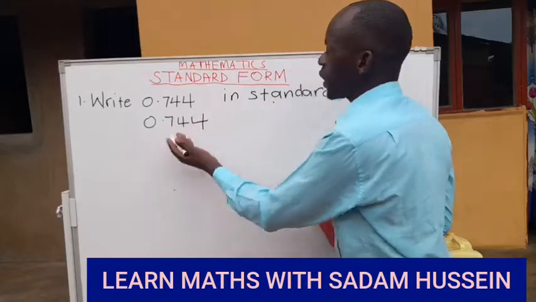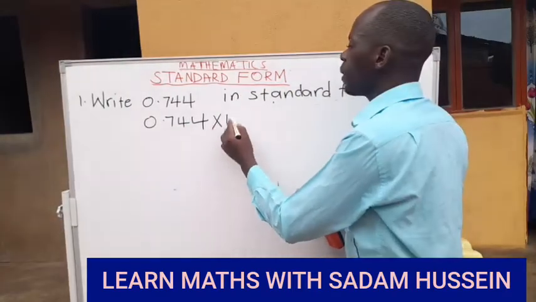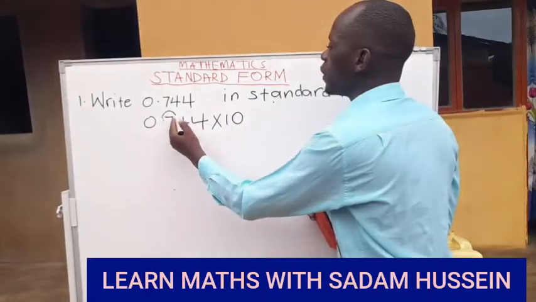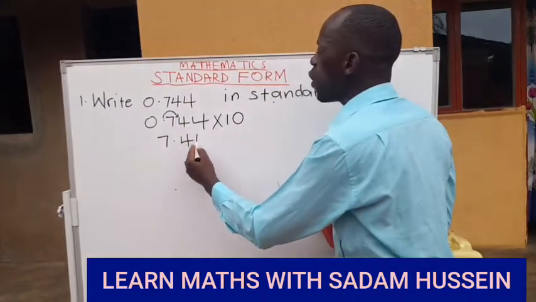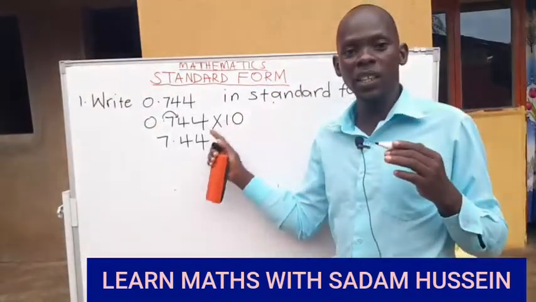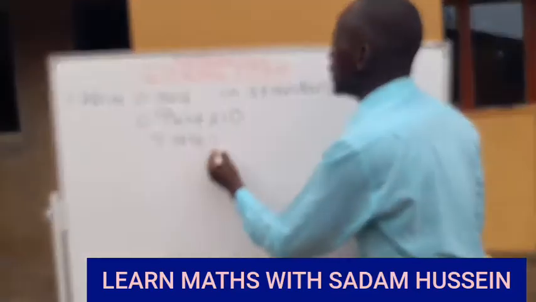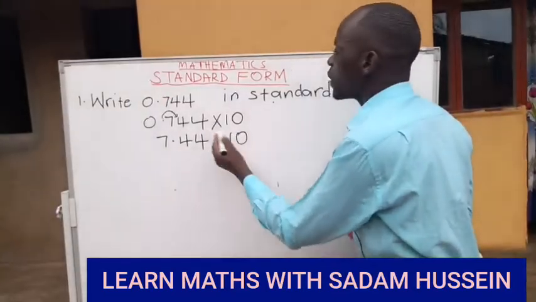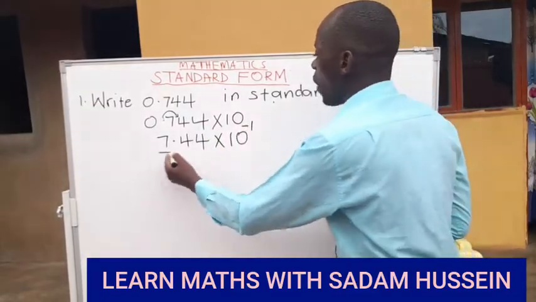0.744. Significant figures, you are seeing them, they're on the right-hand side. So you multiply by 10. You move the decimal point. Now, when you move, you realize that you immediately land on a significant figure. If you have landed on it like that, there is no problem. How many times have you moved the decimal point? Only once. That is -1.